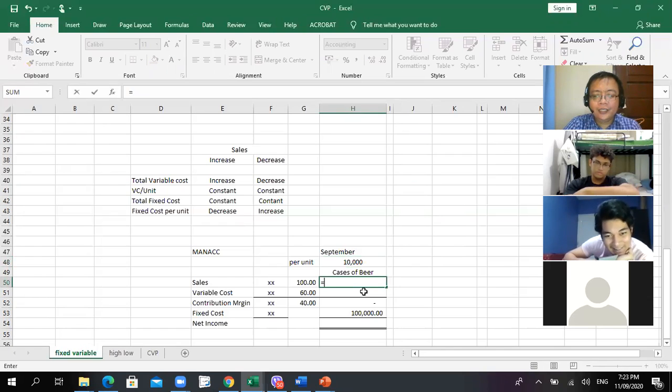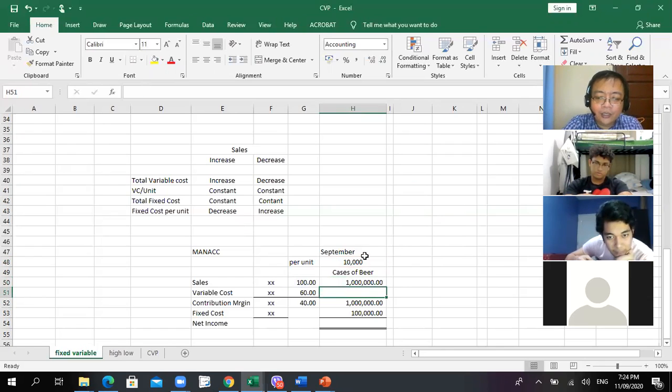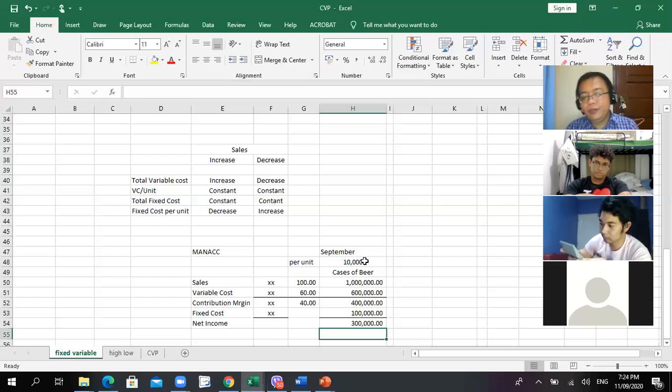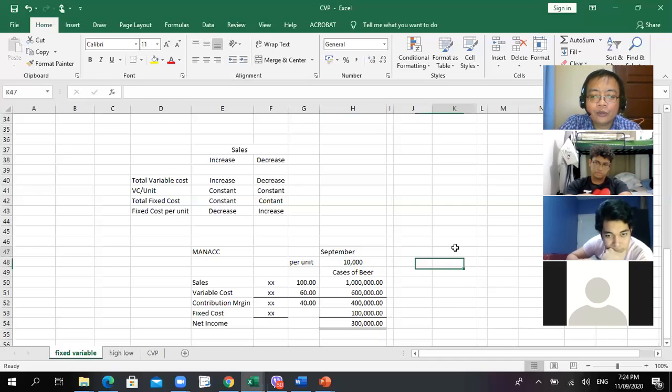So you have here, just multiply 100 pesos by 10,000. You have 1 million. Of course, 60 multiplied by 10,000 gives you 600. Just subtract 400 from 100 and you have 300. Very easy. Next, how about October?